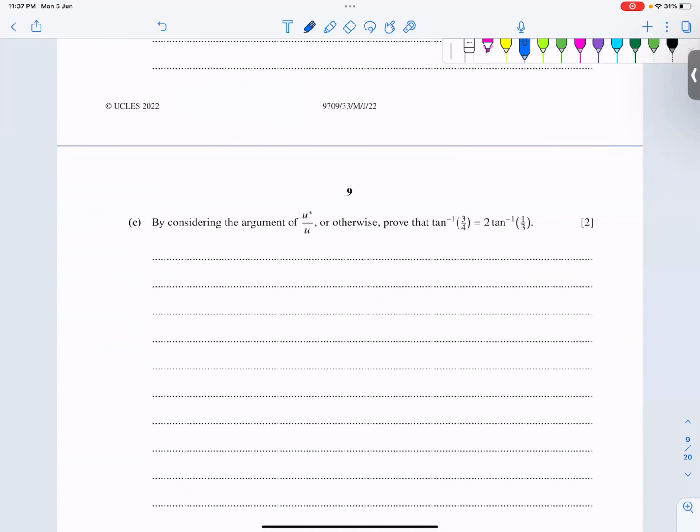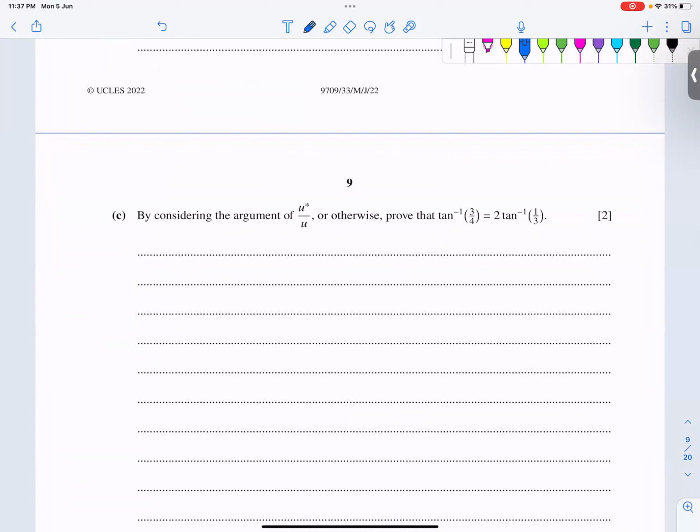By considering the arguments of u star over u, or otherwise, prove that tangent inverse of 3 over 4 is equal to 2 times tangent inverse of 1 over 3. As we have studied, the argument of u star over u actually behaves like a logarithm. So the argument of u star over u will be the argument of u star minus the argument of u.